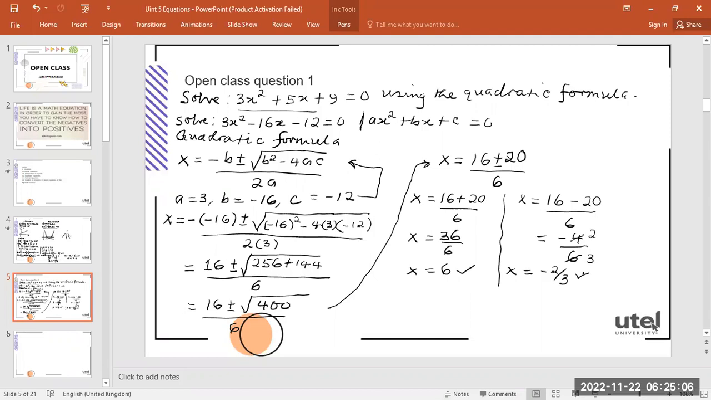So at least from this solution, what I just did, you should be able to solve this open class question using this quadratic formula. All you need to do is identify the values of a, b, and c and plug them into your formula, taking note of the signs, and you should be able to get the correct solution. And of course, even after getting the solution, to be sure that you're correct, you need to plug the solutions back into your quadratic expression to see if that gives you 0. If it doesn't give you 0, then it means your solution is not correct.